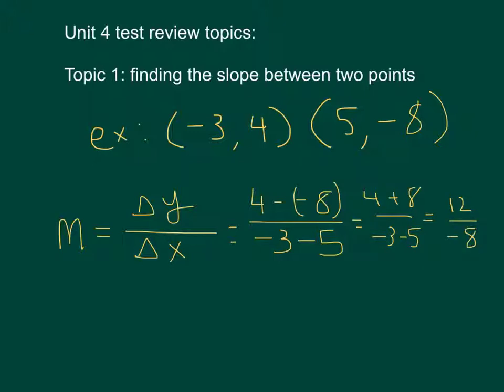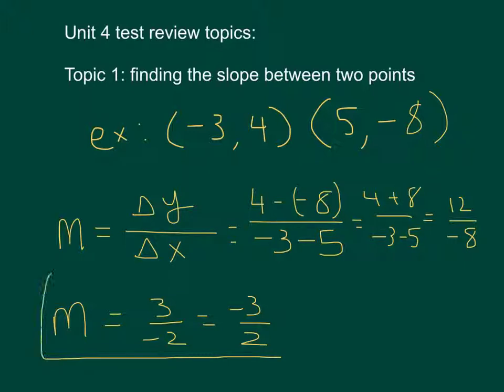I'm not done yet though, because I need to make sure that I reduce that fraction. So when I reduce it, I get m equals 3 over negative 2. And I could rewrite this and just say negative 3 over 2. And these are the equivalent fractions.